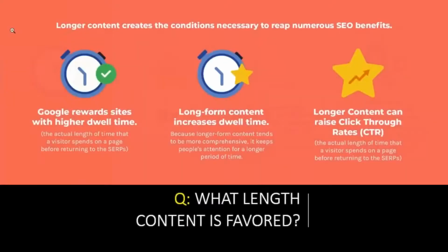Here's another one for you. Google rewards sites with a higher dwell time. Dwell time is just how long somebody stays on your page. Long form content, so this is long articles, bigger articles, increases the dwell time because it keeps people's attention. We're going to expand on that in a few minutes, but generally speaking, the longer form content keeps people a little bit more on the page. And longer content can also raise the click-through rate. In other words, signing up to your list or clicking on an affiliate offer or buying your own product.